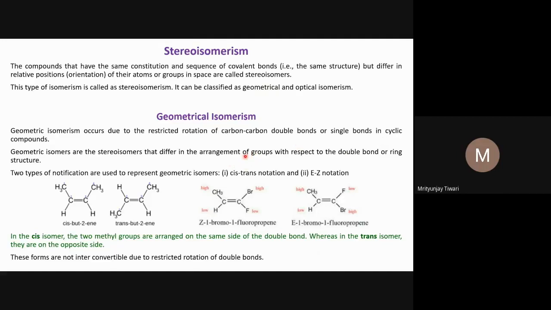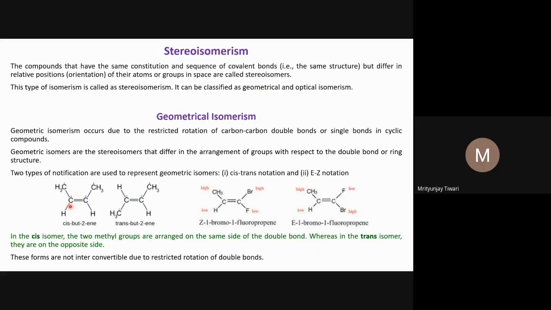And if the arrangement of different groups with respect to the double bond or ring structure is different, then we see geometrical isomerism. Two types of notation are most commonly used to represent geometrical isomers. One is cis-trans notation, and another is E-Z notation. Let's first focus on cis-trans notation, or cis-trans representation.